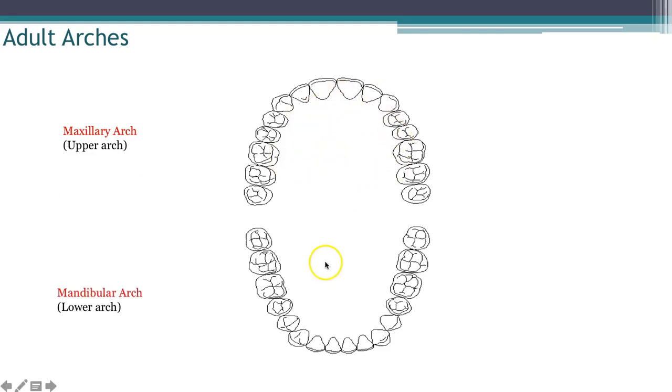We have our lower arch, which is our mandibular arch. And in the middle, we have our palate, which is the roof of our mouth. We have our lingual, which is the floor of our mouth. This is also where our tongue is. Lingual is another word for tongue. It's a Latin word for tongue. So lingual basically means your tongue.